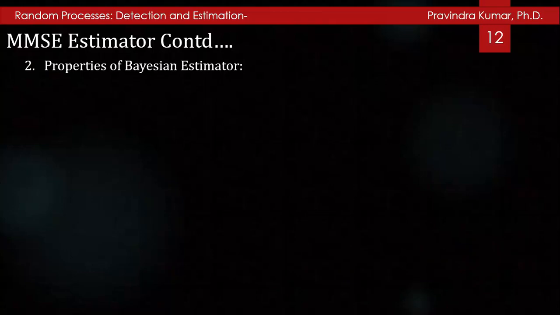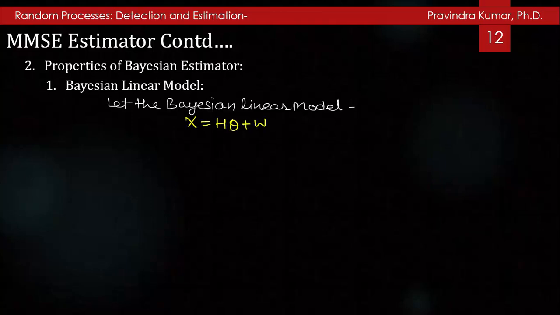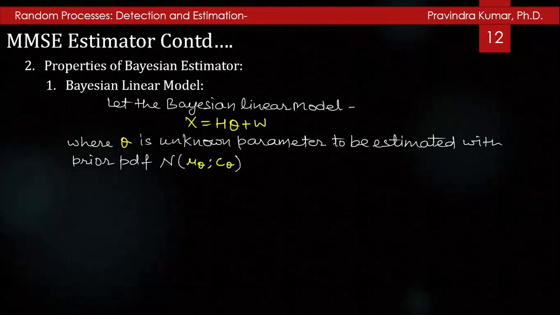Now we will discuss the properties of the Bayesian estimator. The first property: the Bayesian linear model. Consider the Bayesian linear model x is equal to Hθ plus ω, where θ is the unknown parameter to be estimated with prior PDF normal with mean μθ and covariance Cθ, and ω is white Gaussian noise with PDF normal with mean 0 and covariance matrix Cω.